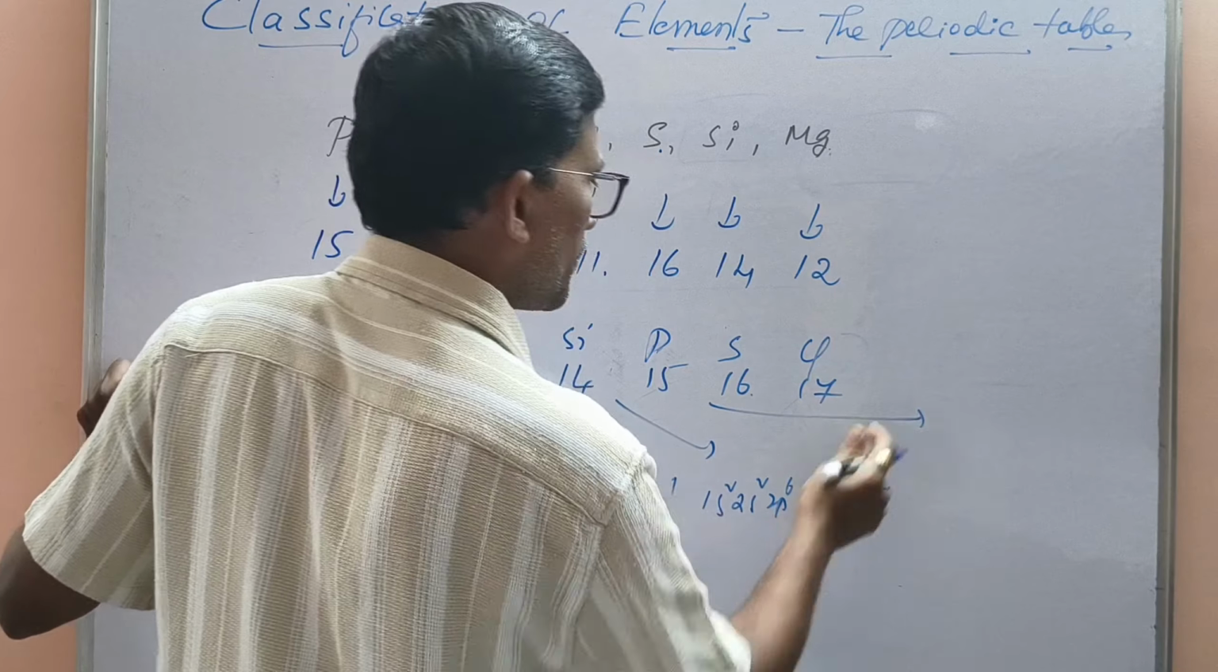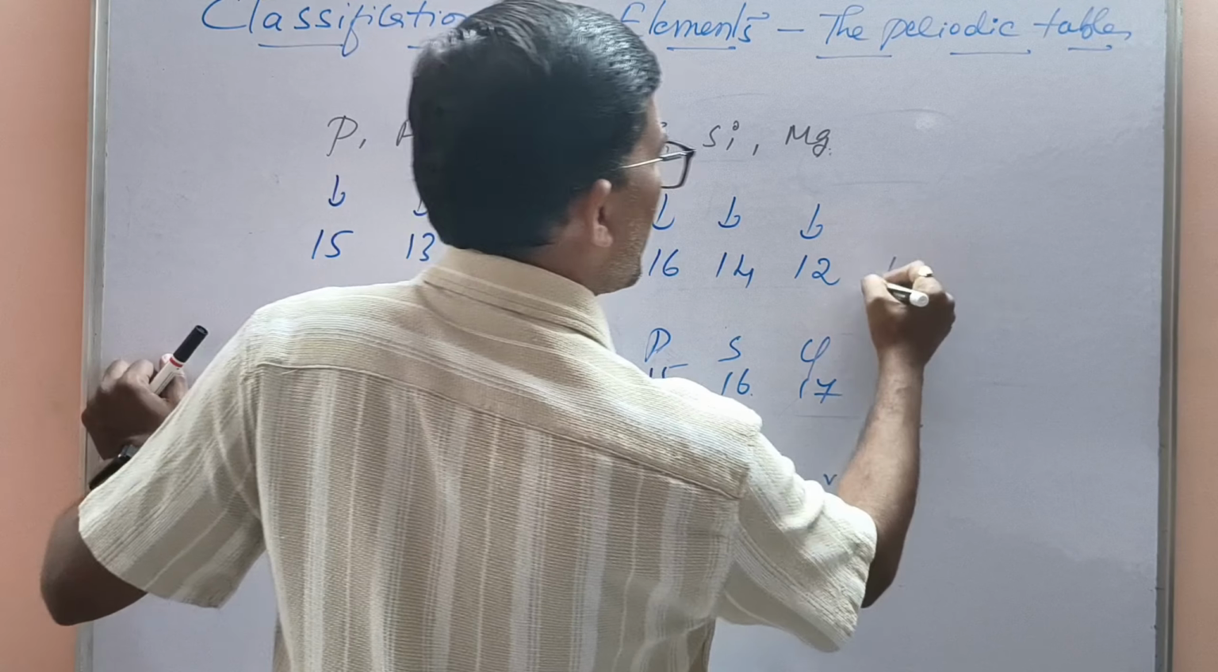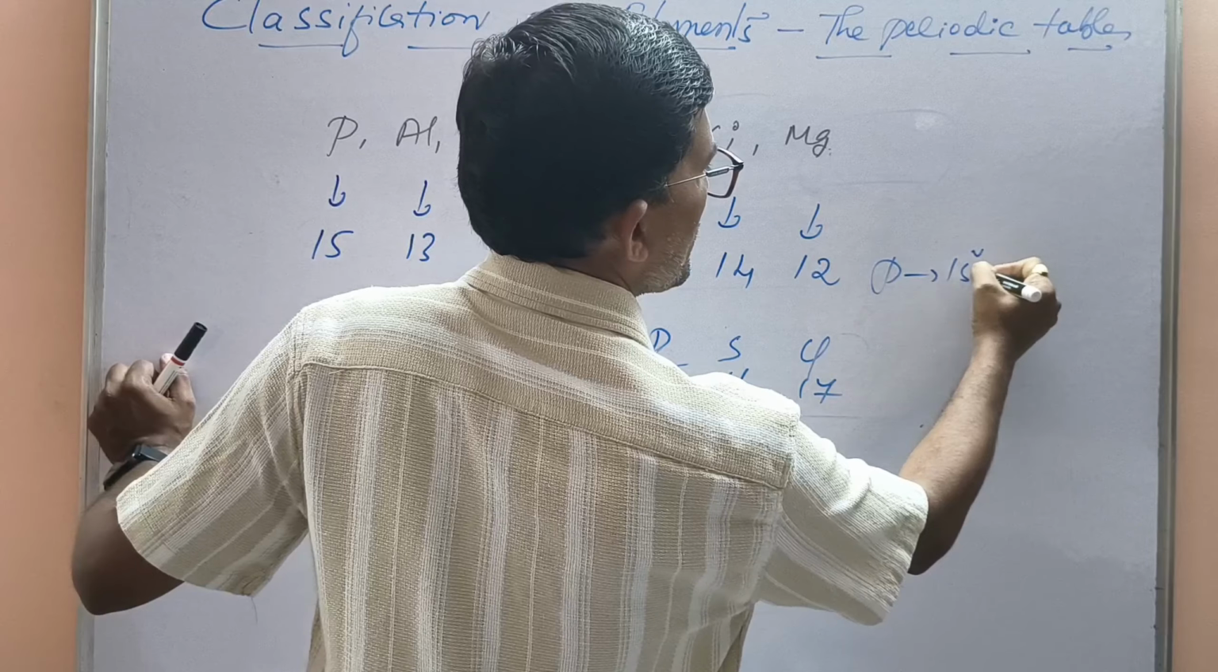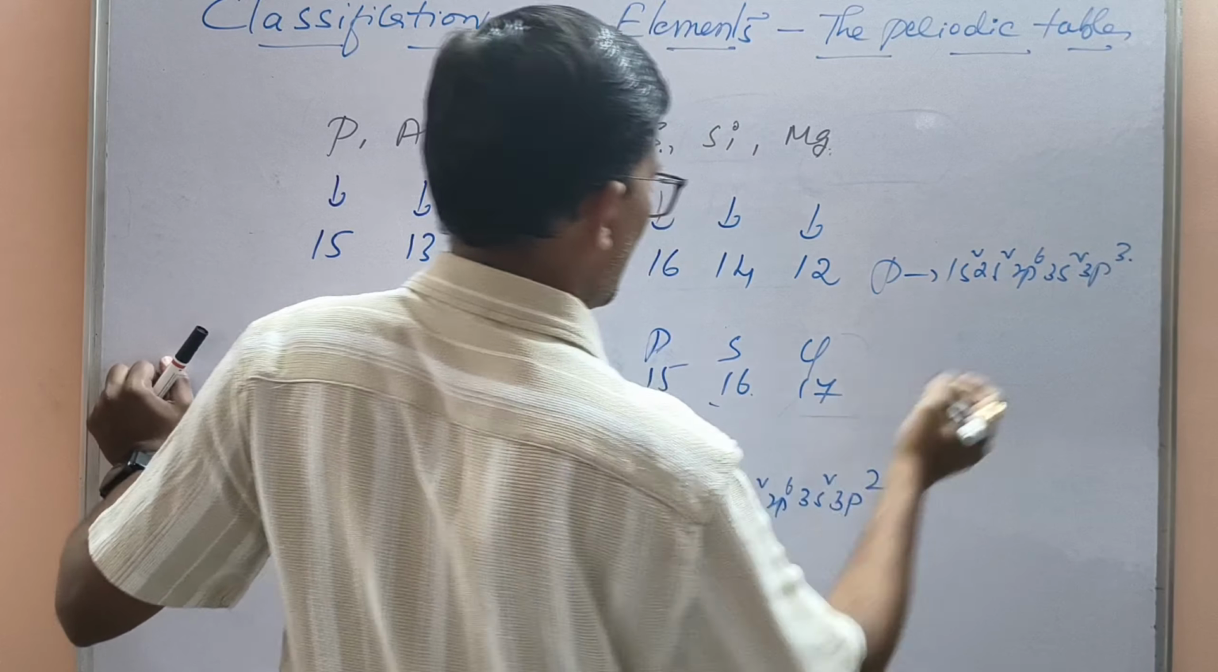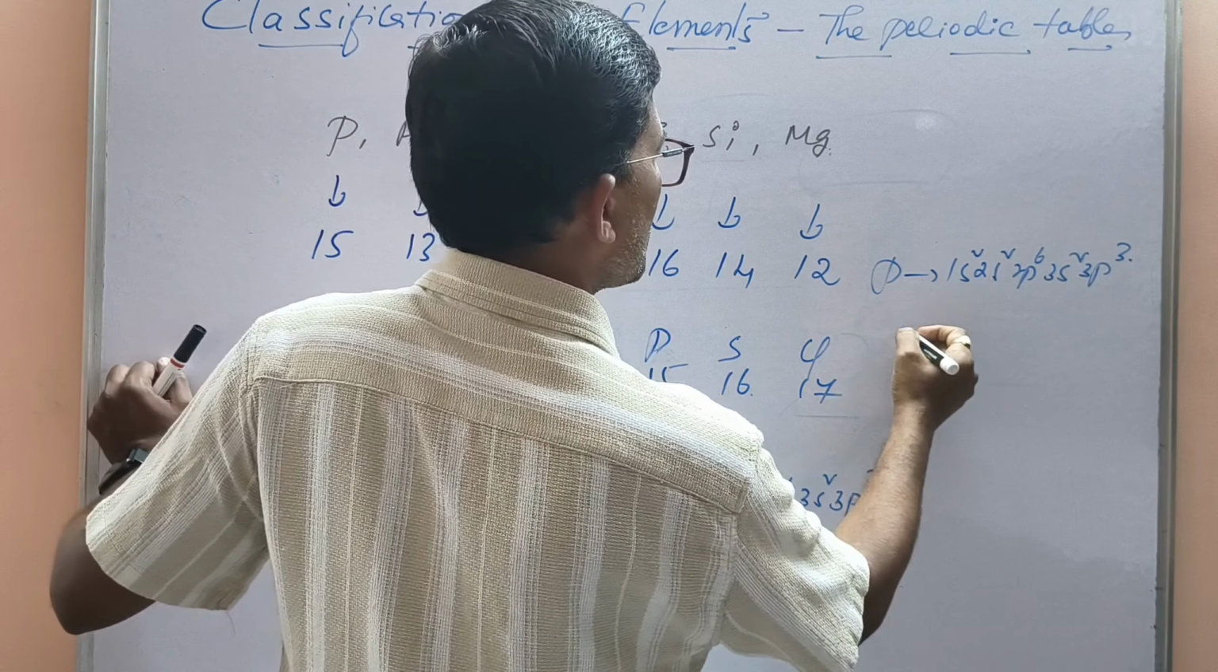Now for phosphorus: 1s2, 2s2, 2p6, 3s2, 3p3. For sulfur: 1s2, 2s2, 2p6, 3s2, 3p4. Next is chlorine, atomic number 17: 1s2, 2s2, 2p6, 3s2, 3p5.